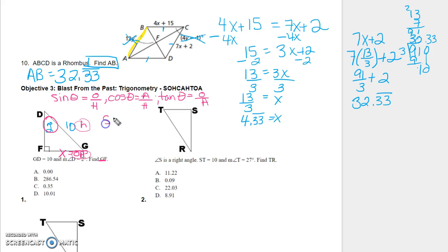So I'm setting up a sine. My degree measure is 2 degrees. That equals my opposite side over my hypotenuse side, which is 10. Okay? So we're going to cross multiply. And I'm going to have to pause to go get my calculator.